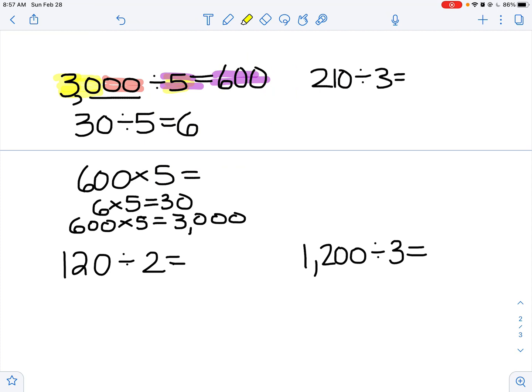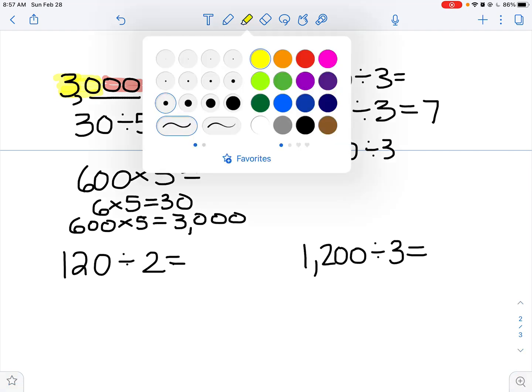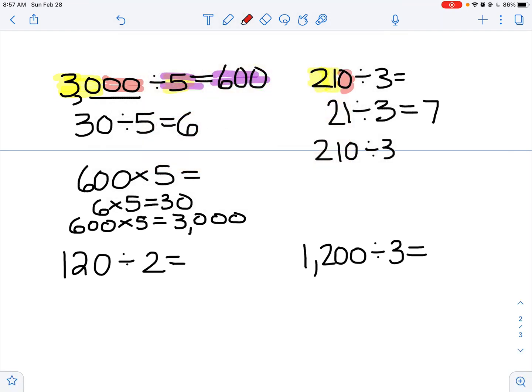Take a look at three more examples here. Again, 210 divided by 3. I'm going to look here at the 2. I can't do 2 divided by 3, so I'm going to look one more digit over. Can I do 21 divided by 3? I sure can, so I'm going to solve that. I'm going to count by 3s if I need to. I already know this is 7. So therefore, 21 divided by 3, I'm going to shift it over by 1 place value, right? Because it's 210 instead. So I'm going to get the quotient of 70.